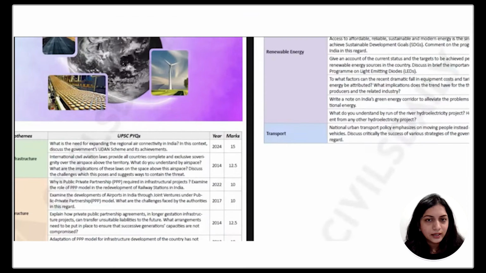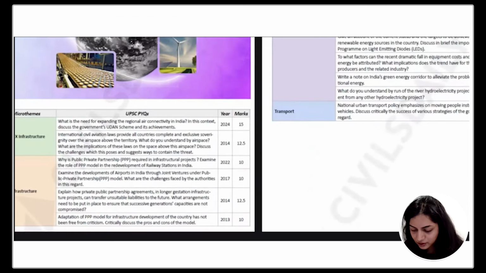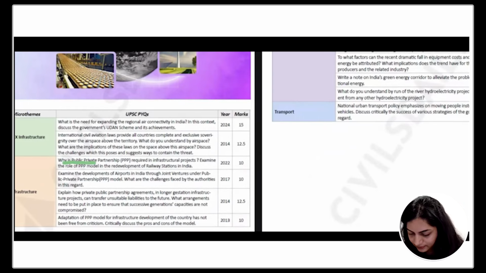Okay, look at it. I hope you guys can see this. ठीक है, यहाँ पे आप देख सकते हो पहले उन्होंने why is PPP required in infrastructure, पहले उन्होंने need पूछा है, फिर उन्होंने पूछा है कि development हो रहा है, what are the developments here, then they have asked the challenges, right? Then they have asked the arrangements, way forward, then critically discuss the pros and cons, यहाँ पे advantages and disadvantages भी पूछे हैं.